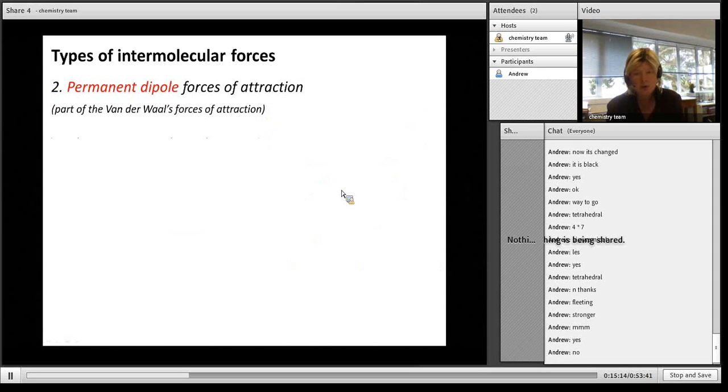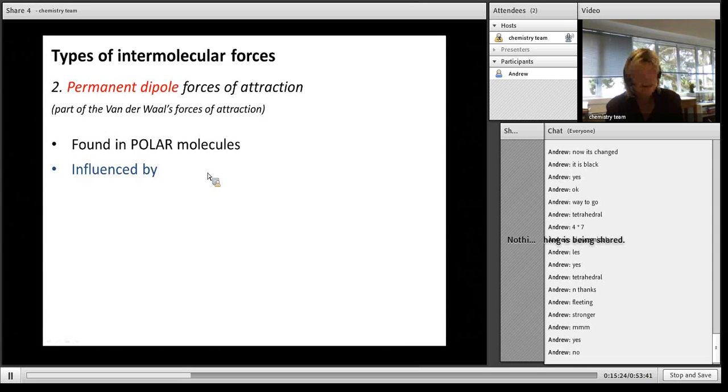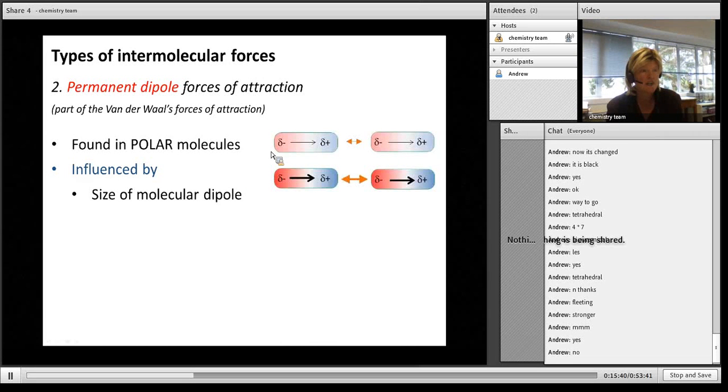Now we're going to the permanent dipole force of attraction. They're also part of that van der Waals. Both temporary and permanent are van der Waals. As I say, they're found in polar molecules, and the only thing that changes the strength of that attraction is the size of the molecular dipole. So the stronger the permanent dipole or the molecular dipole, the stronger this type of attraction. So here I've tried to show this is not particularly negative, that is not particularly positive, so it's a weak molecular dipole, so not a very strong attraction between them.